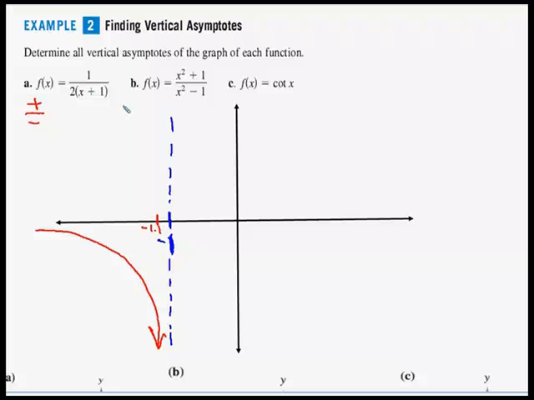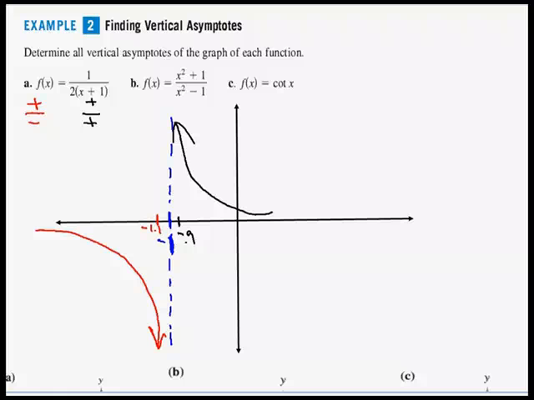If we hop on to the other side, a number a little bit closer to 0 than negative 1 would be negative 0.9. If I put negative 0.9 there and add it to 1, that makes what's in the parentheses positive, times 2 is positive, divided into a positive 1 is positive divided by positive. So as I approach from the other side, from the right-hand side, I'm heading toward positive infinity.